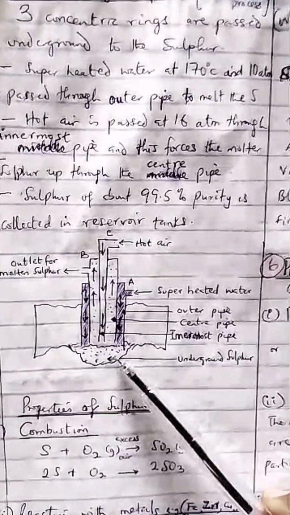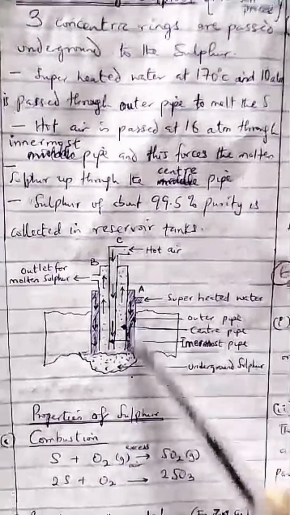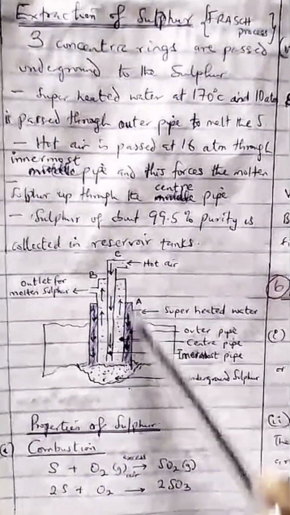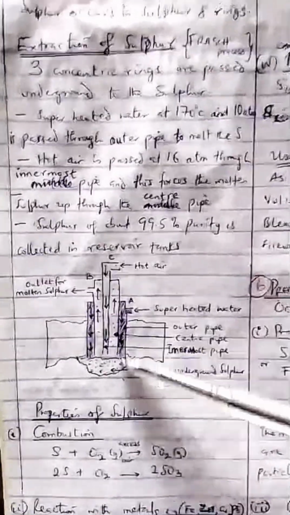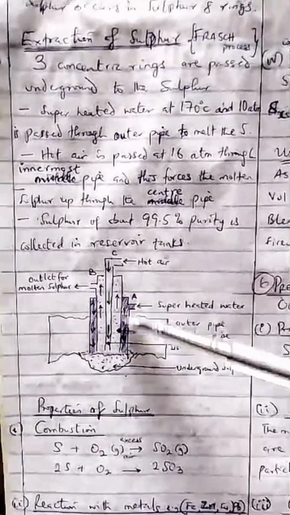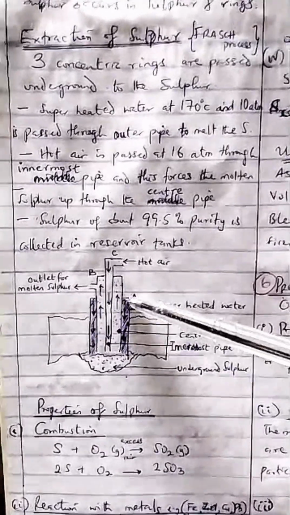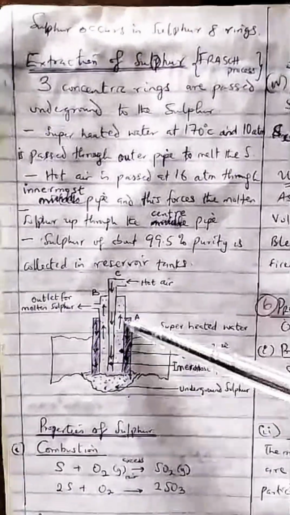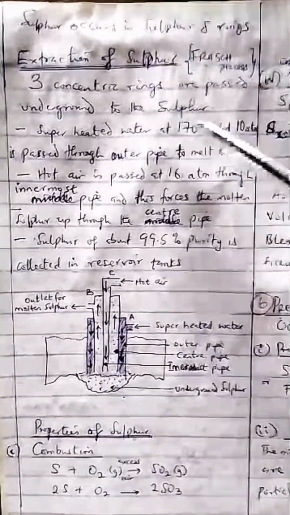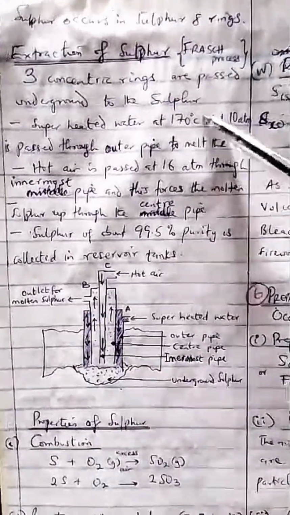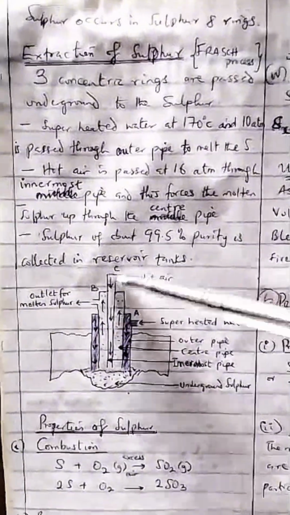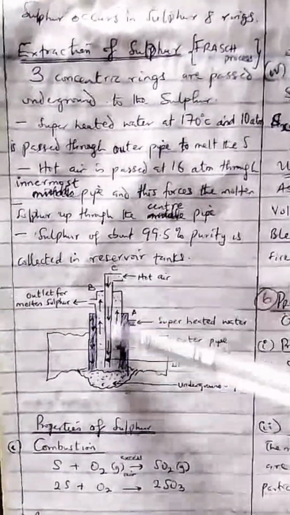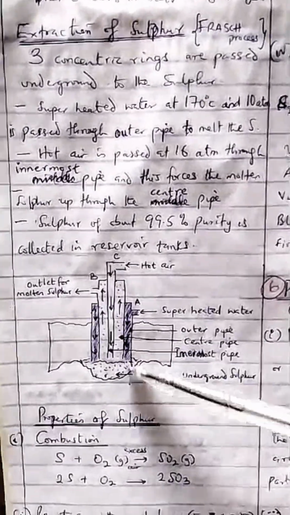So in the extraction of sulfur, we are using three concentric pipes. The first pipe, shaded and labeled A, passes hot water at 170 degrees centigrade and 10 atmospheres. That's a lot of temperature and pressure, and it is to melt the underground sulfur. Then the next thing is to pass hot air through the center pipe. Hot air goes into the innermost pipe.